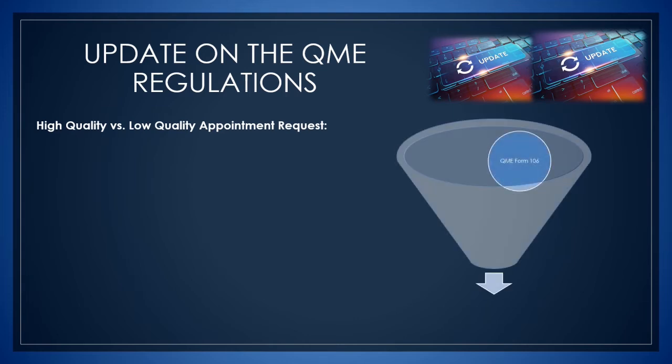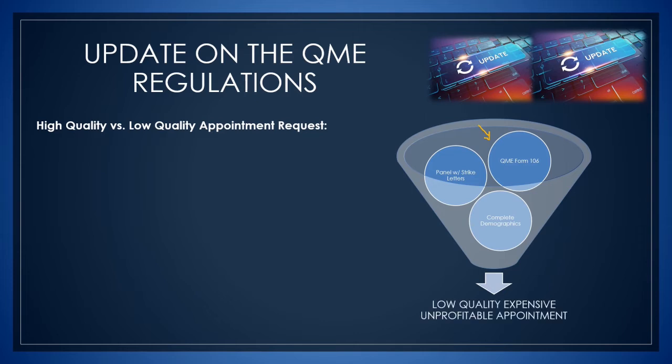So again, the pieces of information that you want to request are QME Form 106, a copy of the panel with strike letters, and a copy of complete demographics with no information missing, at least to the extent of the information that you need in order to fill out the appointment notification form. Now, if any one or more of these pieces are missing, instead of a high quality appointment, you're going to end up with a lower quality and therefore a more expensive and a less profitable appointment.